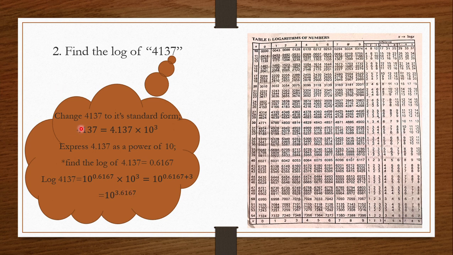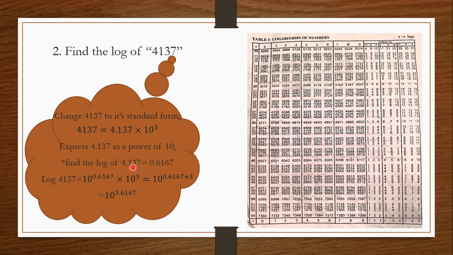Using the second method now, we have to change 4137 to its standard form. We talked about this in our last lesson. Changing it to standard form is 4.137 times 10 raised to power 3. To express 4.137 as a power of 10, we have to find the log of 4.137. Here the integer will be, how many digits are before the decimal point? 1. So 1 minus 1 is 0. That means our integer here is 0.